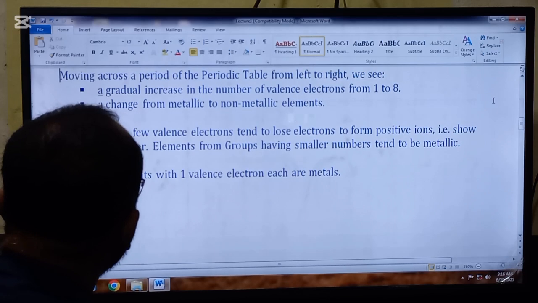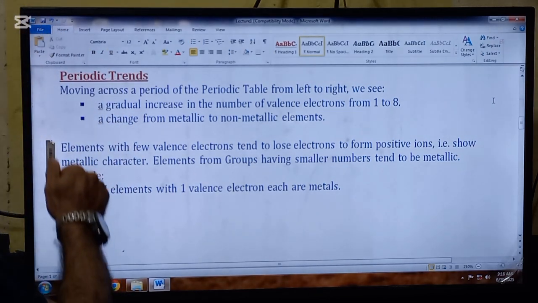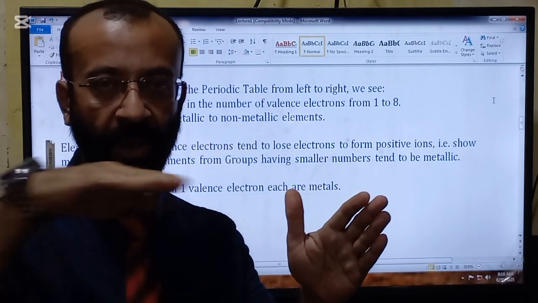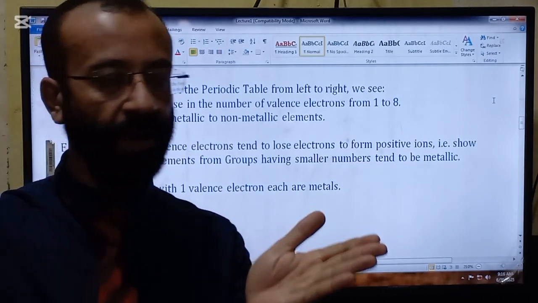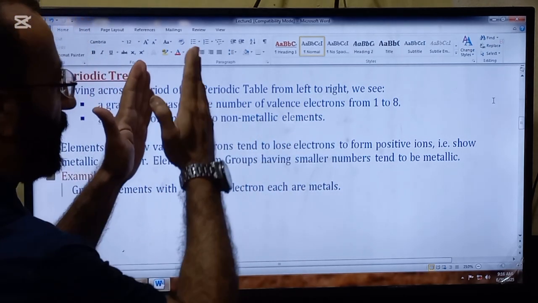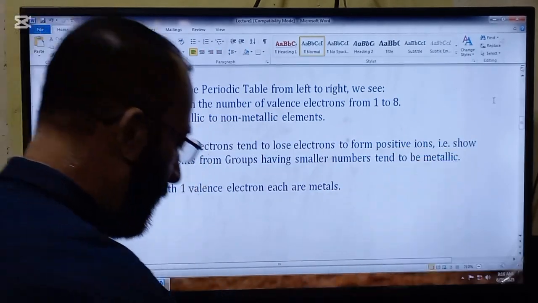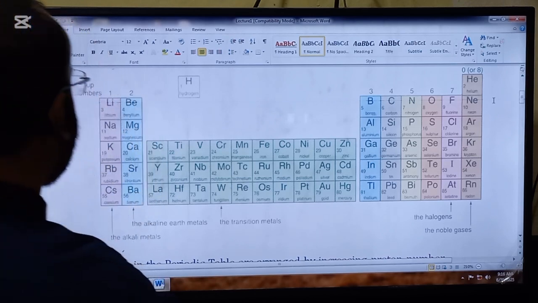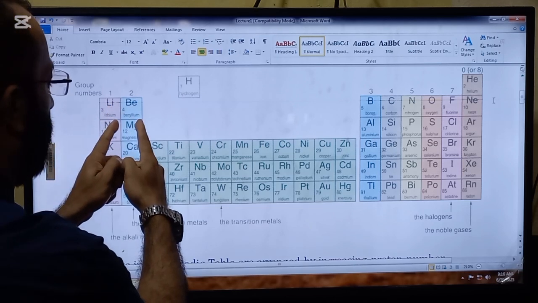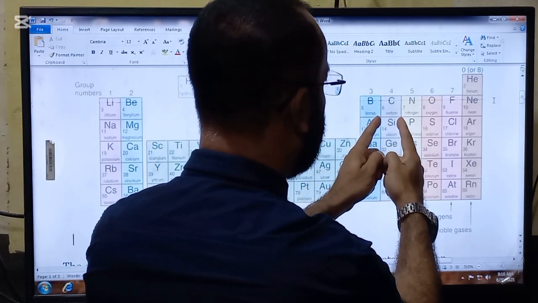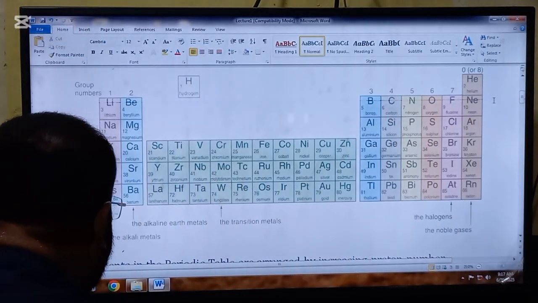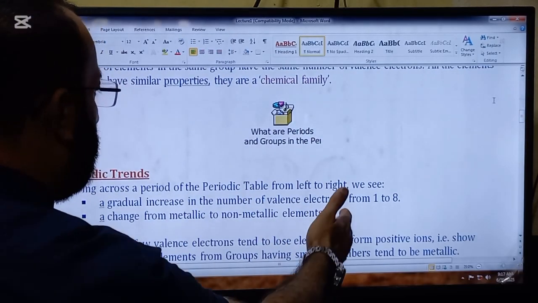Okay, the next topic which we are going to read in this lecture is periodic trends. Moving across a period of the periodic table from left to right, so periods are horizontal rows, we see a gradual increase in the number of valence electrons. If we move across the period, this will be group 1, so one valence electron will be there, two valence electrons, three valence electrons, four valence electrons, and so on. So if we move along a period from left to right, there will be a gradual increase in the number of valence electrons from 1 to 8.